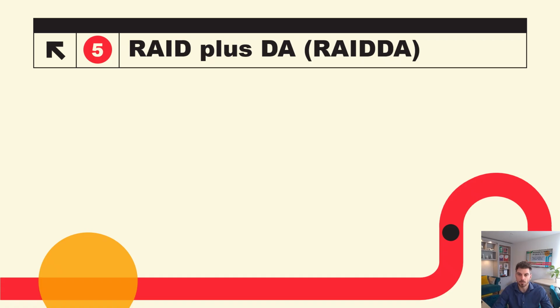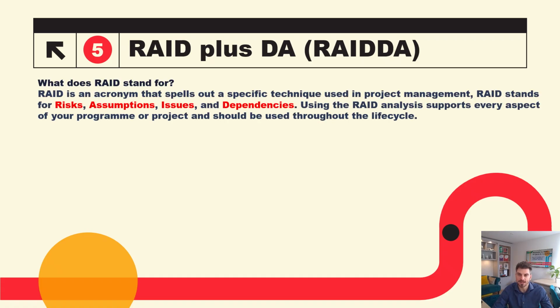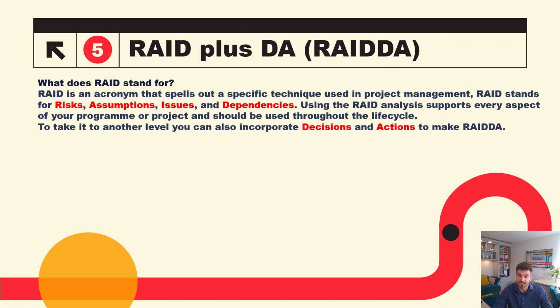So let's start with an overview of RAID or Radar. What does RAID stand for? So RAID is an acronym that spells out a specific technique used in project management. RAID stands for risks, assumptions, issues, and dependencies. Using the RAID analysis supports every aspect of your program or project and should be used throughout the life cycle. To take it to another level, you can also incorporate decisions and actions to make it Radar.